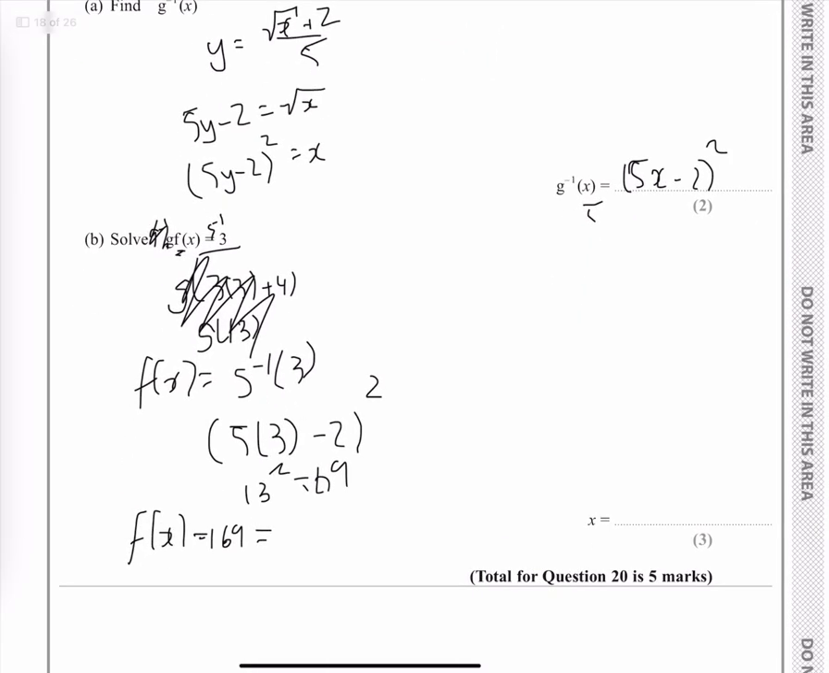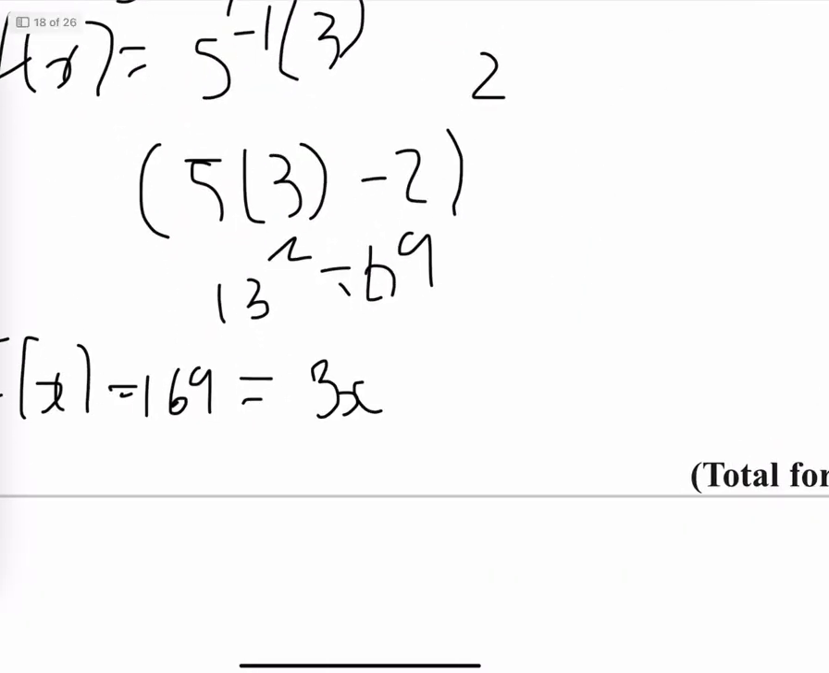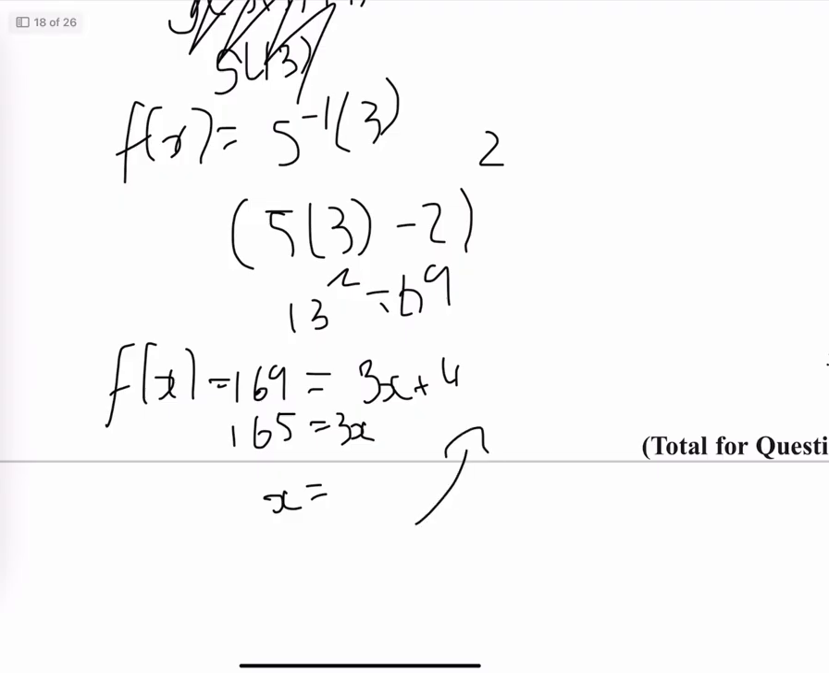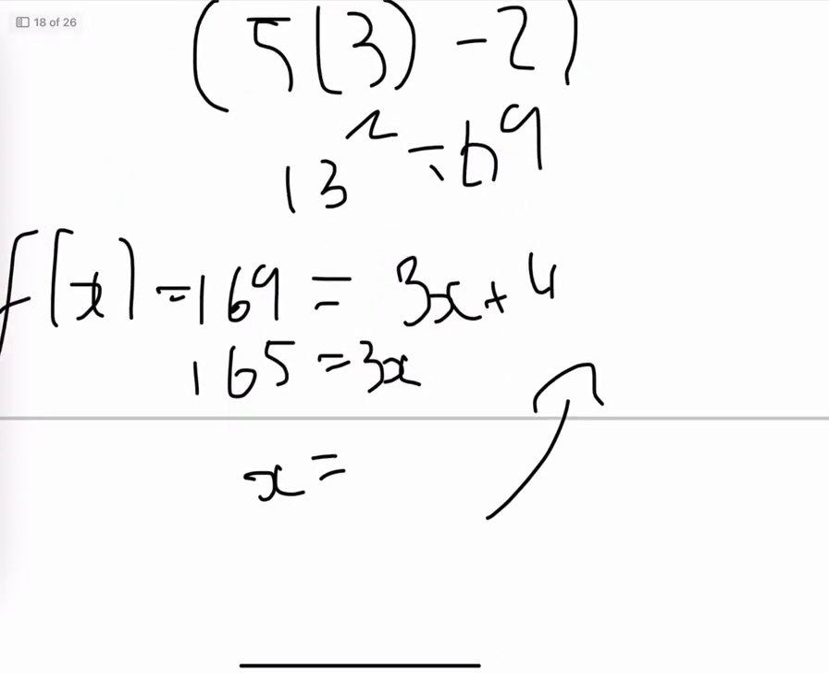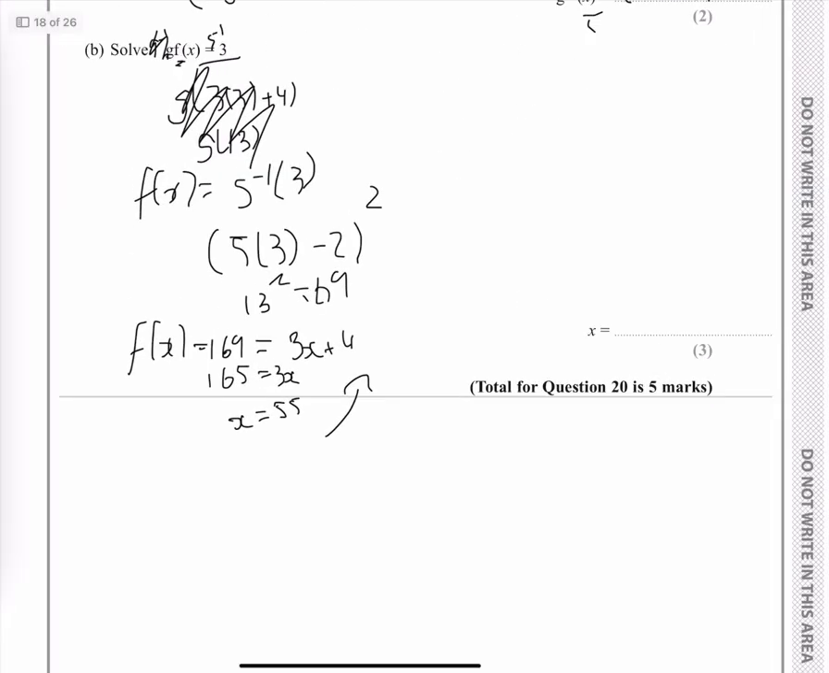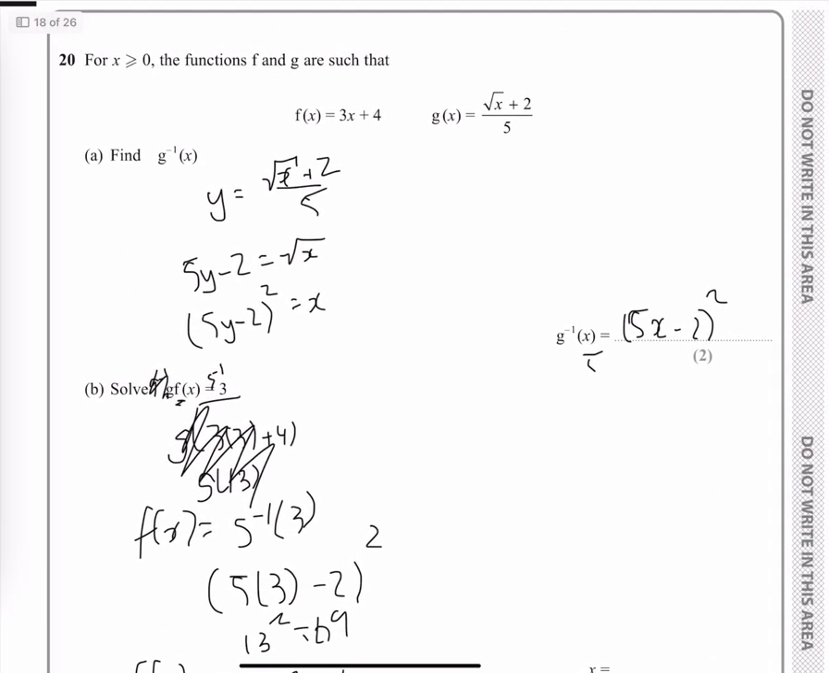3x plus 4. So 165 equals 3x. So x equals, you probably wouldn't want to write outside the box, but they're not actually marking this, so I should be alright. X would then equal 55. Really? 55? Okay, well that would give me 169 out. 169, yeah, no, I think it is, okay.